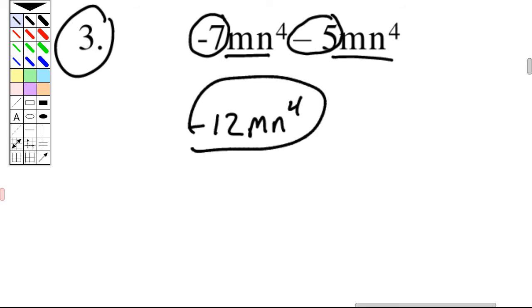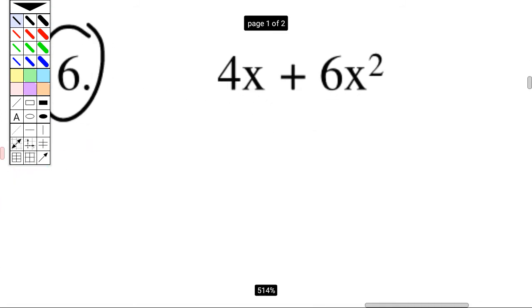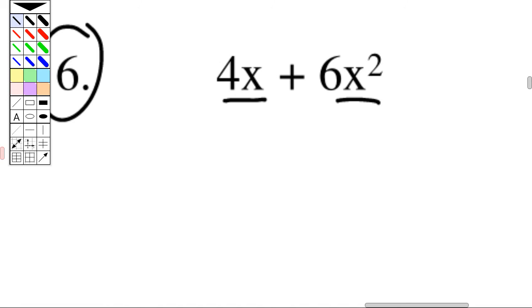And that's it. How about this one? Are these like terms? Can I combine these? Well, they both have x's, but are they identical? X and x squared? No, those are not like terms, so I can't combine them. There's nothing I can do.